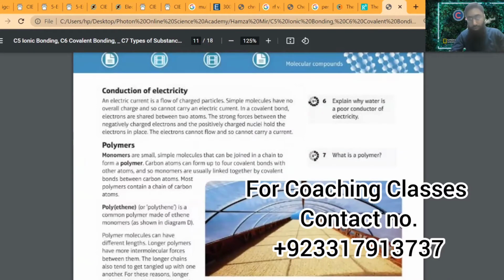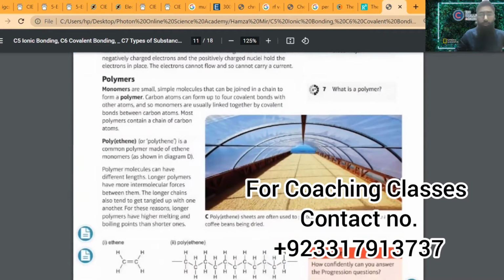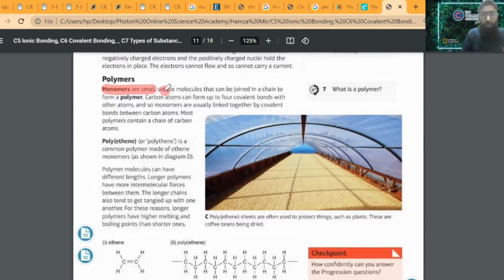Previously we were discussing what polymer is. A polymer is a combination of small units, and we call those small units monomers. Monomers are small simple molecules that can be joined in a chain to form a polymer.